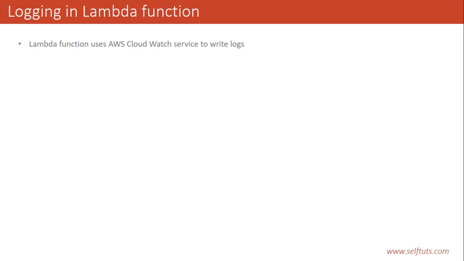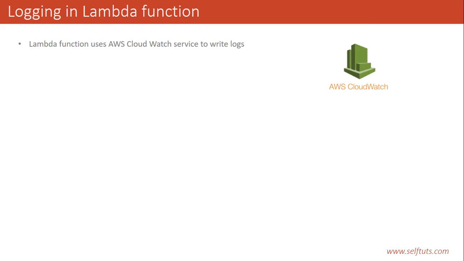Lambda function uses the AWS CloudWatch service to write logs. So basically there is another service, AWS CloudWatch, which writes logs for you. You don't need to configure anything inside your Lambda function. You just need to write the log statements and the Lambda function will automatically handle that for you, automatically talking to the AWS CloudWatch service. There is no need for any special configuration.